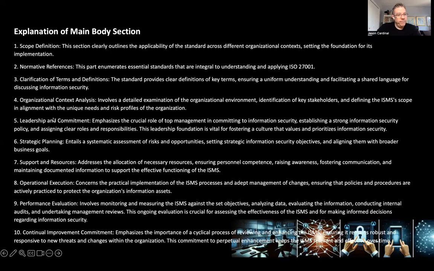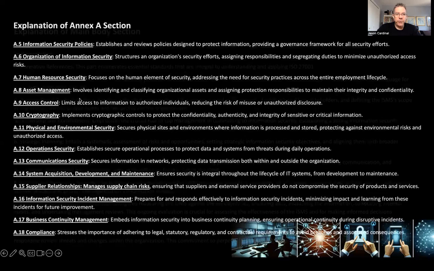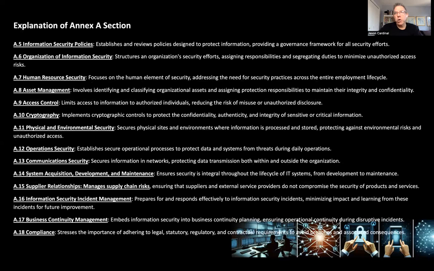Leadership and commitment, that's number 5 on the list. Really key that your upper management buys into this and promotes it and evangelizes it. And that's it. Let's go to the Annex A, which is more interesting. Annex A is 14 sections, starting at A.5. Don't know what A1, 2, 3, or 4 are. Doesn't matter right now. But these are everything in your cybersecurity universe around ISO 27001.